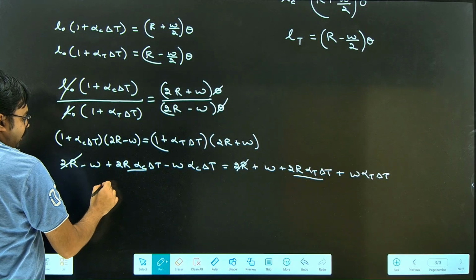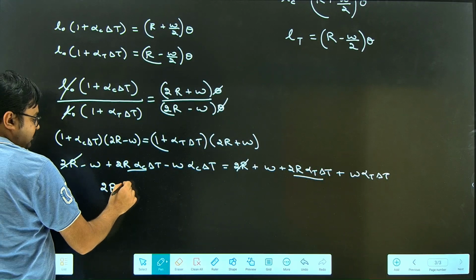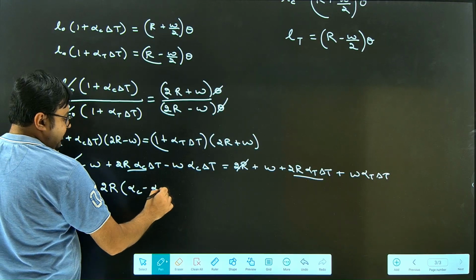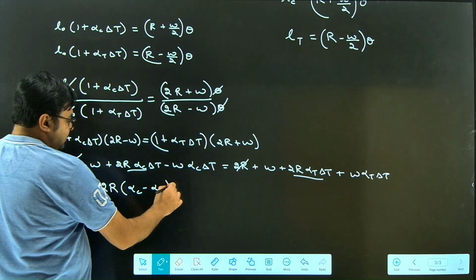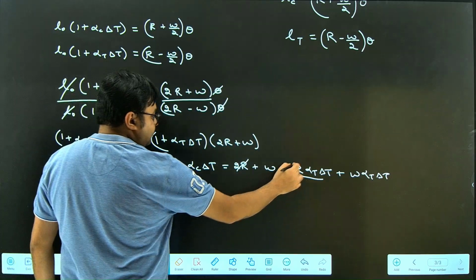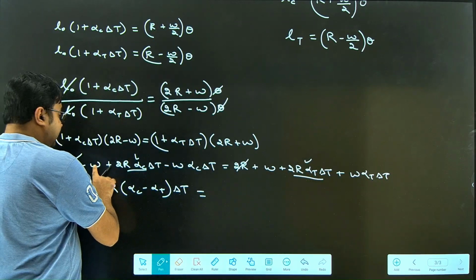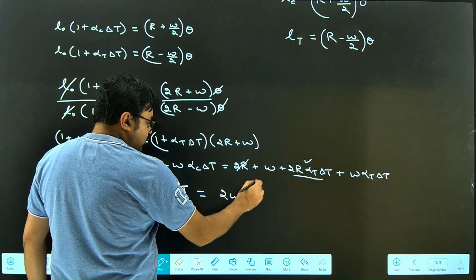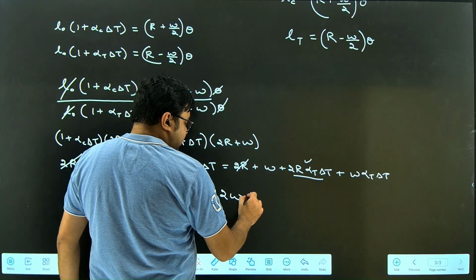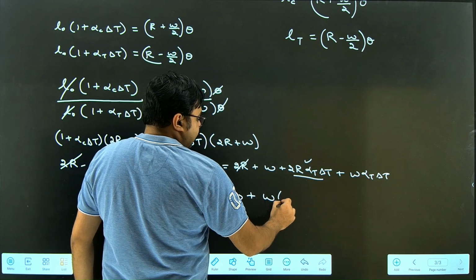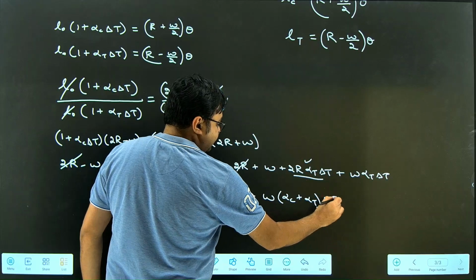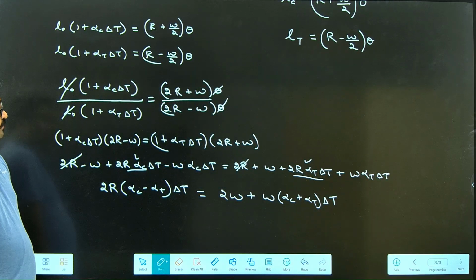Bring this here. It's going to be 2r, outside is a common factor. Alpha c minus alpha t is going to remain inside the brackets. There is a delta t also that comes out as a common factor. So I think we've taken care of these two terms. Let's send this w there, so you will have 2w there. It gets added up with that, and then plus w into (alpha c plus alpha t) multiplied by delta t is what you will have.